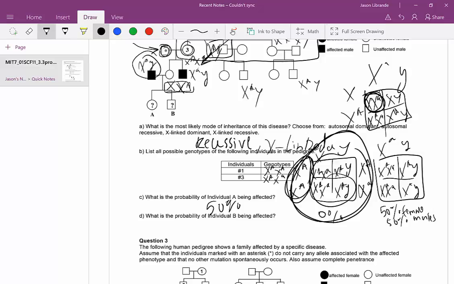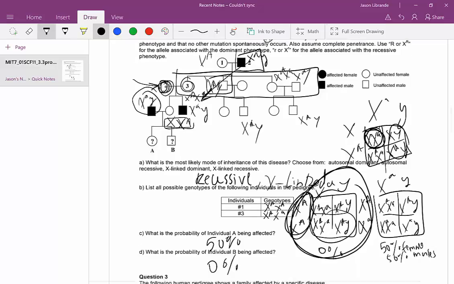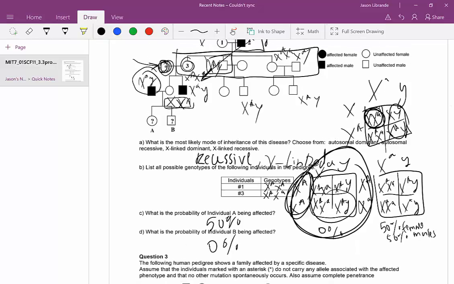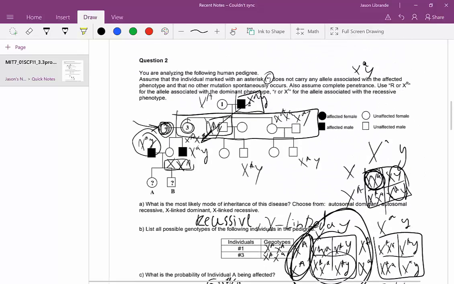What's the probability of being affected? So B is a male, so it looks like it is 0%. So even though this male is missing the allele, for this asterisk male right here, he's still fine. So I'm guessing if this XY male that's missing the allele doesn't have it, then he's going to be okay. But again, it's not quite clear from the question.